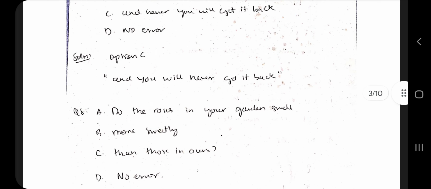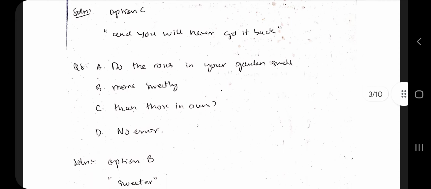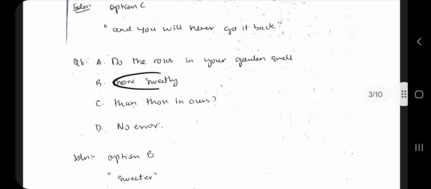The next one, do the roses in your garden smell more sweetly than those in ours? Here the error is in option B. Instead of more sweetly, we can replace it with the word sweeter.